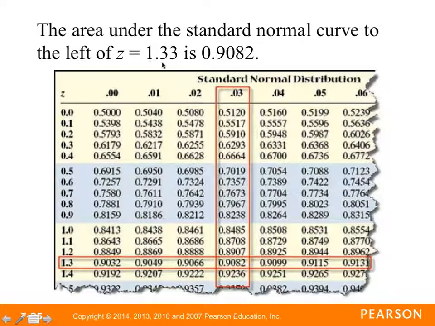Once you find 1.3, you're looking for this next digit. So the 1.3, if you look on the screen, is this 1.3 right here. And then along the top, you also need to find this second digit, the digit that's in the hundredths place. So we look for 1.3 and then we go over to where it has 0.03. And what you'll find is that the intersection of those two, just as it's shown on your slide, is 0.9082.